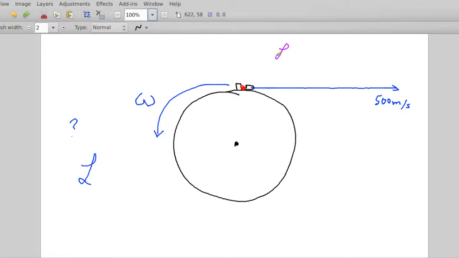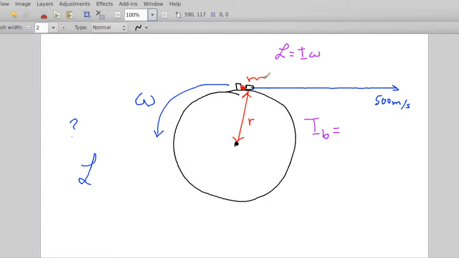L is going to equal I times omega, and again this is for the bullet. So how do you calculate I for the bullet? Well, it's a mass and it's at a radius r. Let's do it in red here. There's a radius r like that. I didn't draw this so well, but there's your radius r.